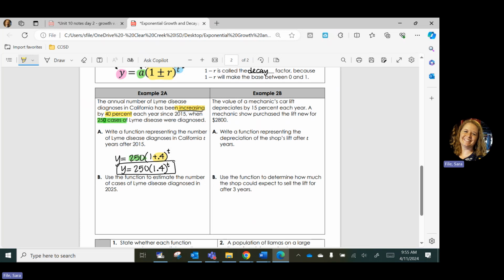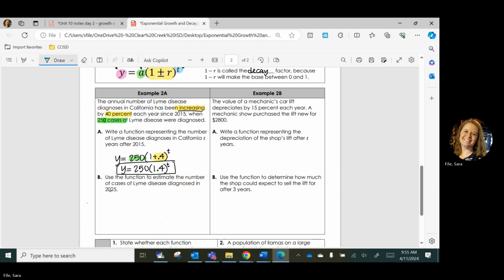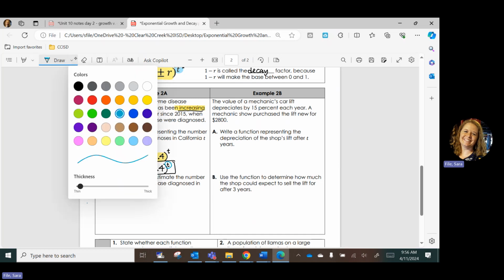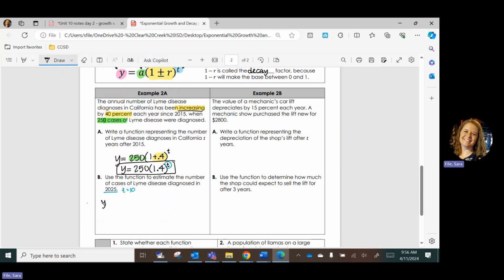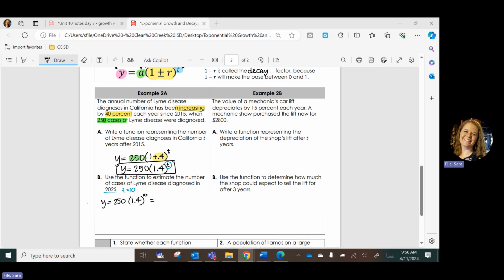Now it says use the function to estimate the number of cases diagnosed in 2025. Well, that right there tells me since 2015 to 2025, that tells me it's been 10 years. So T is 10. So this is asking me to plug in a 10 for T and to calculate. So now you would just simply plug this into your calculator just like that, and it's going to pop the answer out for you. You do not have to do this by hand.